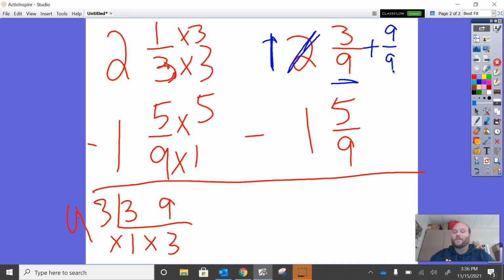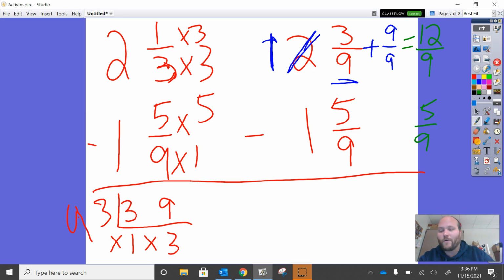So I borrowed from that 2 to make it a 1. And I'm going to add a whole to that fraction, which is 3 plus 9. 3 plus 9 is going to give me 12 over 9. And again, the 9 ninths comes from that 1 whole. So we change it to 12 ninths. And then this one is still 5 ninths. Naturally the whole numbers are over there, so you're just going to leave them for right now.